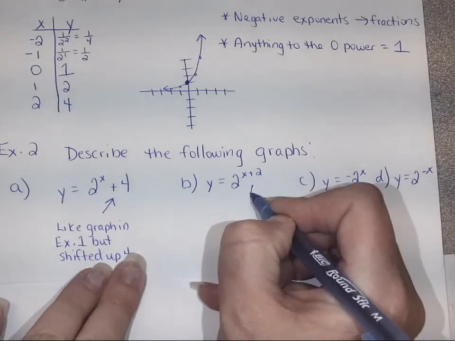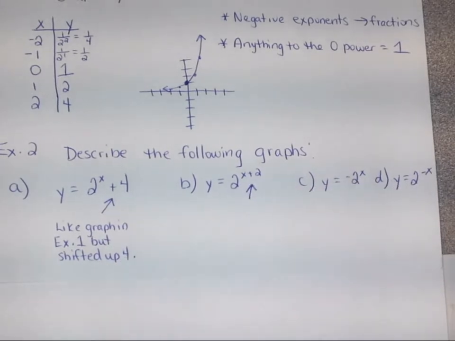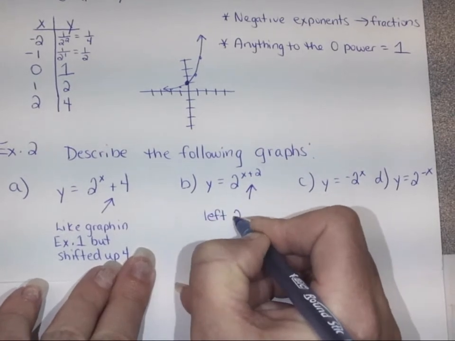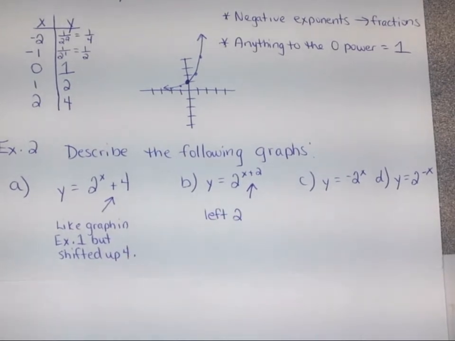What about this plus 2, though? Where do you notice the plus 2 is? It's not at the end, it's where? It's like inside the exponent, right? So remember, inside plus and minuses are what kind of shifts? Left and right, and remember they work opposite in the way that you might think, right? So this is actually a left 2 shift because of the plus sign.